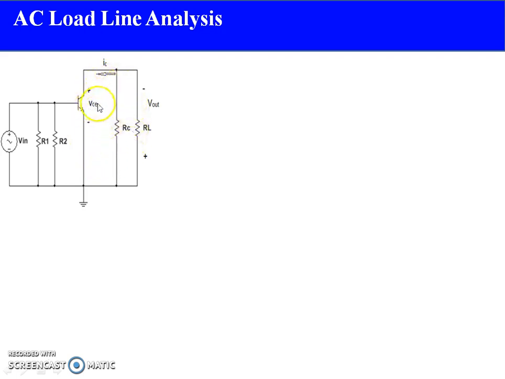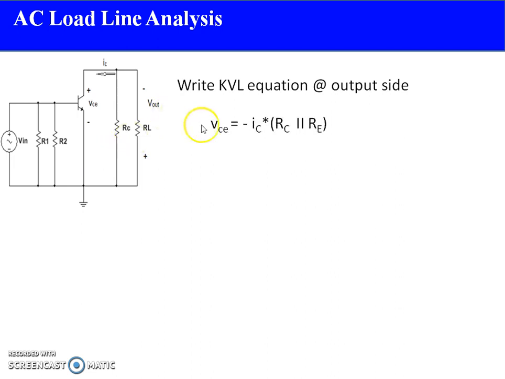Now in this, all terminology will be replaced with small notations. So I always use capital notations for DC analysis and small notations for AC analysis. If I write down a KVL equation in the output branch, I can write small vce is equal to minus ic times rc parallel RL.